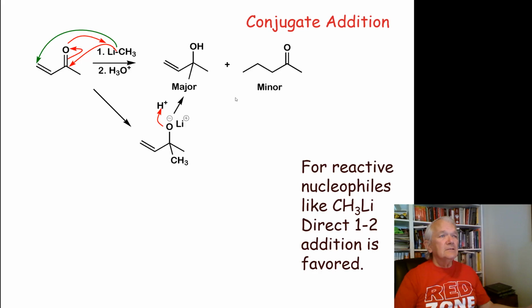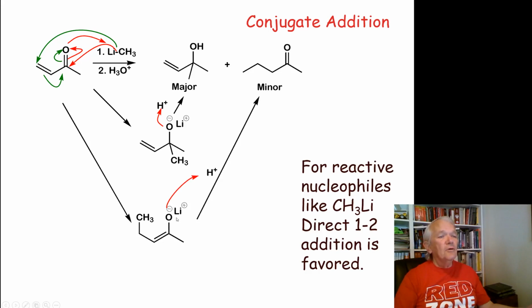Here's the mechanism for, I'm sorry, I'm getting ahead of myself. Here's the mechanism for the conjugate addition. Follow the green arrows. You attack over here on the beta carbon, and you form this enolate, which gets protonated to give the minor product.